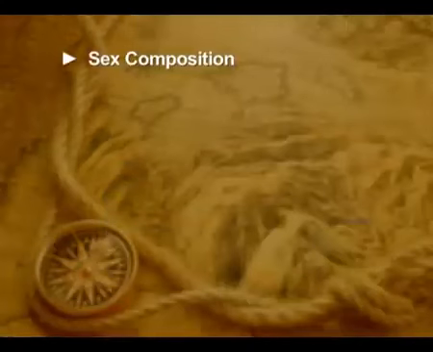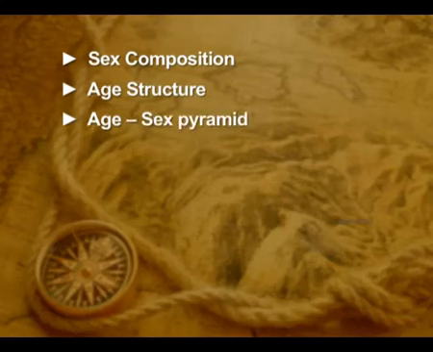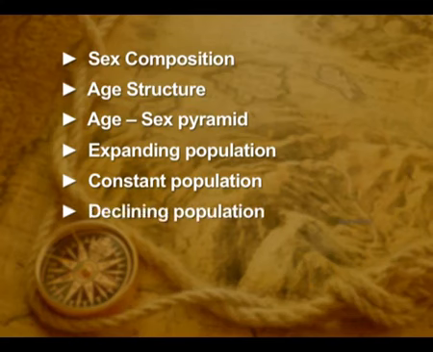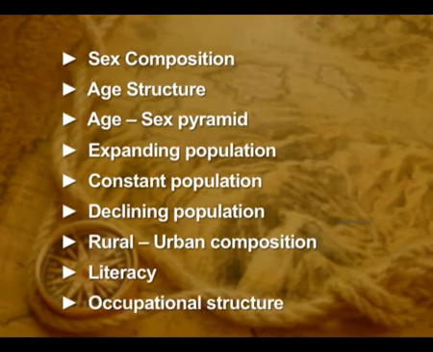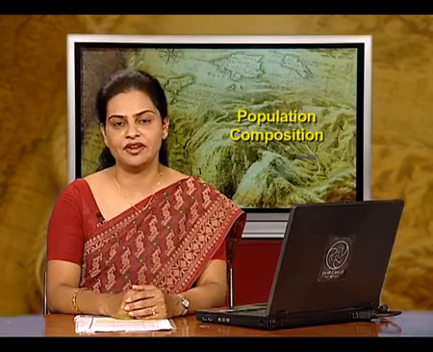Let us wrap up and revise the topics that we have learned in this lecture. We have learned about sex composition, age structure, age and sex pyramid, expanding population, constant population, declining population, rural and urban composition, literacy and occupational structure. The next lecture will be on human development.